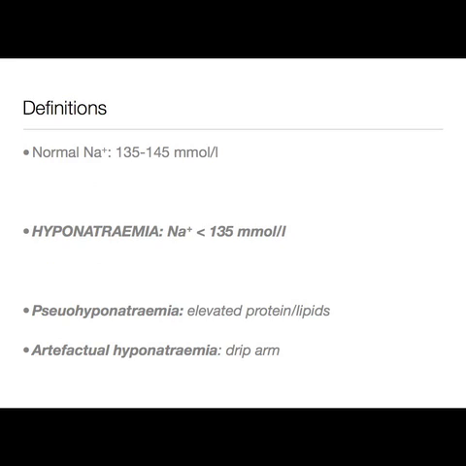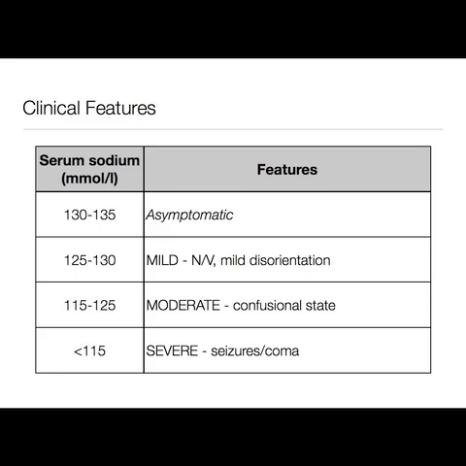So let's start with some fairly simple definitions. As I'm sure you're aware, the normal sodium is maintained at between 135 and 145 millimoles per litre. Hyponatremia is therefore defined as a serum sodium less than 135 millimoles per litre. However, there are two important situations in which you might see such a level on a blood result, which you need to be aware of. These are in pseudo-hyponatremia, where there is coexistent elevations in various proteins or lipids that can make the sodium appear that it's low. You also need to be aware, of course, of taking blood from drip arms, as this will also result in hyponatremia.